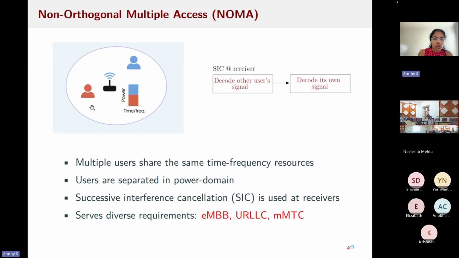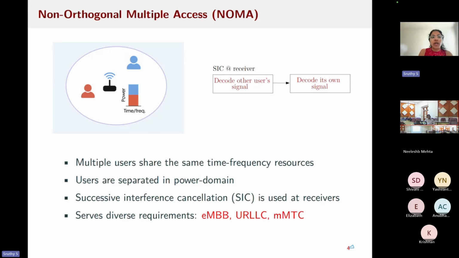For example, let's look into a two-user downlink NOMA system in which the base station sends the superimposed signal of these two users, whereas at each user's receiver, successive interference cancellation is used. It first decodes the other user's signal, then cancels it out from the total signal, and then decodes its own data without any other interference. In general, NOMA increases throughput, reduces delay, and improves connectivity, which are key requirements for next-generation wireless systems. However, the performance of NOMA critically depends on how resources such as power, transmission rates, and decoding orders are allocated among these users.